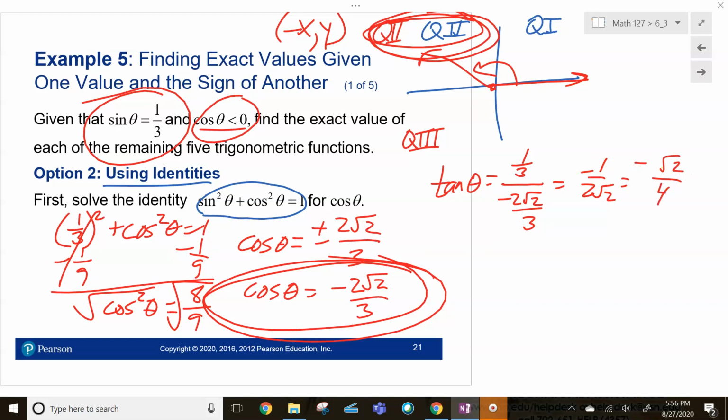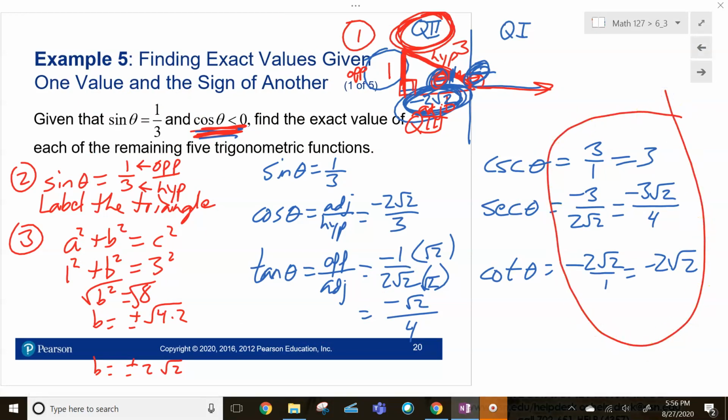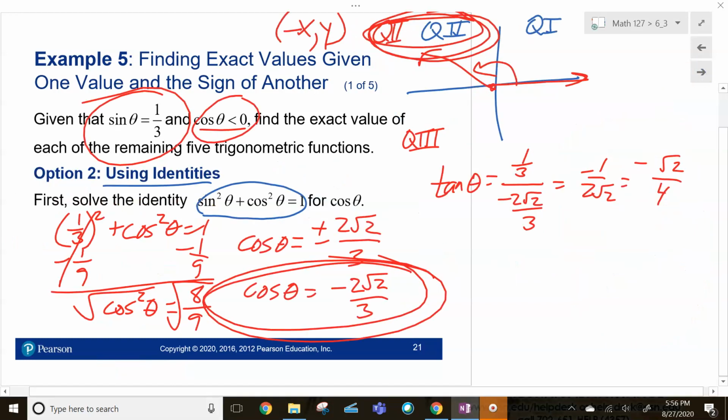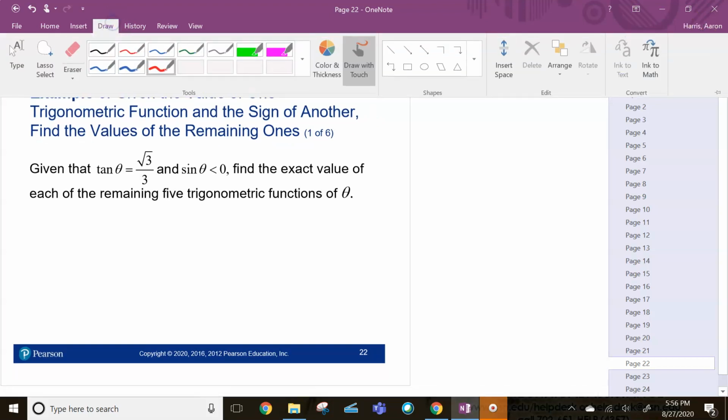And we could do all the reciprocals just like we did over here, right? Do all the reciprocals now as well. All right, let's do some more. Got to get back to my lovely blue.